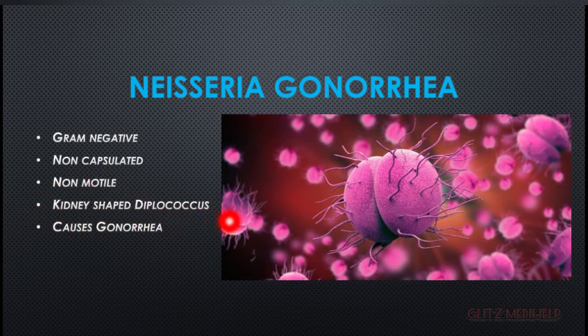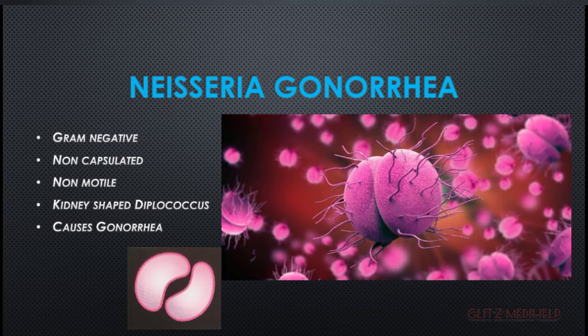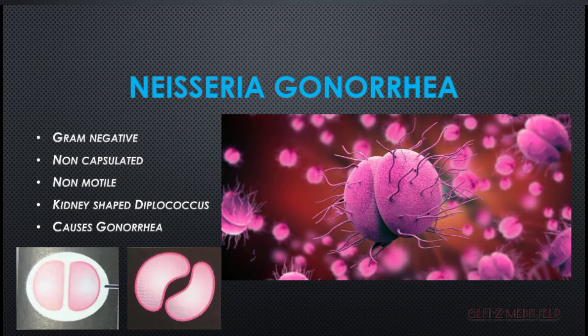The word coccus itself means the bacteria is spherical. Diplococcus means two bacteria adhere together, that is, they are paired. Now it is kidney-shaped, which you can see in this diagram clearly. The adjacent surfaces are concave, hence it is kidney-shaped. The other species of Neisseria, Neisseria meningitidis, is lens-shaped, where the adjacent surfaces are flattened. So this is a kidney-shaped diplococcus. Remember that. This bacteria can cause gonorrhea, which is a sexually transmitted disease or a venereal disease.